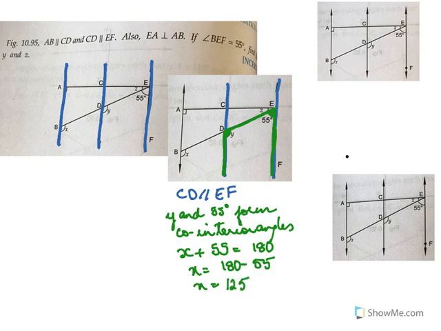So one thing is done. So this is not X, it was Y. So now we know Y was 125. So let's mark that. So this Y here is 125. Now we'll take the next set of parallel lines.